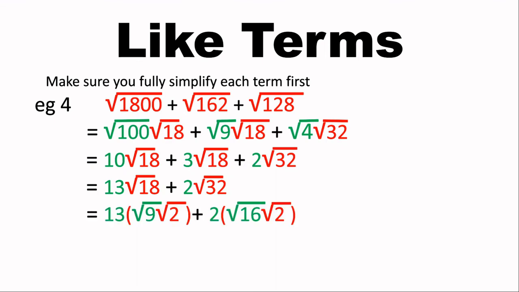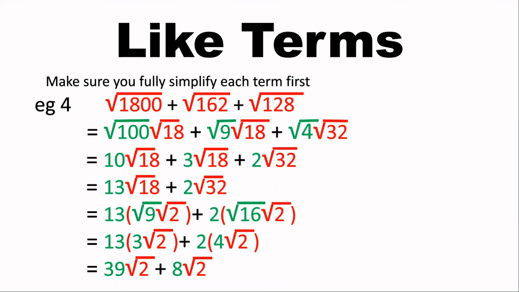Now let's simplify these surd terms again. The square root of 9 is 3. The square root of 16 is 4. So that's 13 times 3 root 2 and 2 times 4 root 2. Multiplying that through, that would be 13 times 3, 39, and 2 times 4, 8. So 39 root 2 plus 8 root 2.